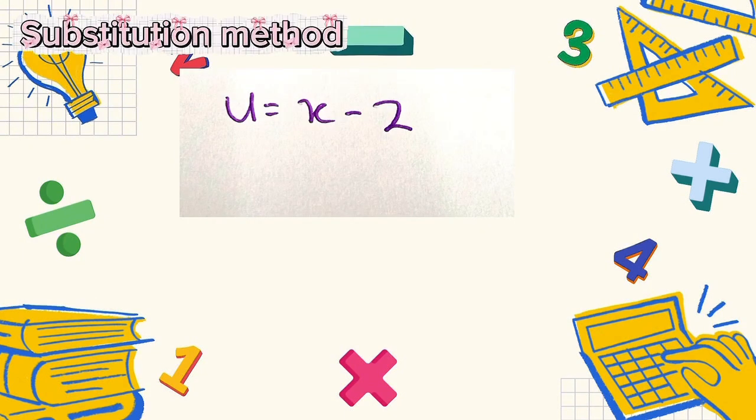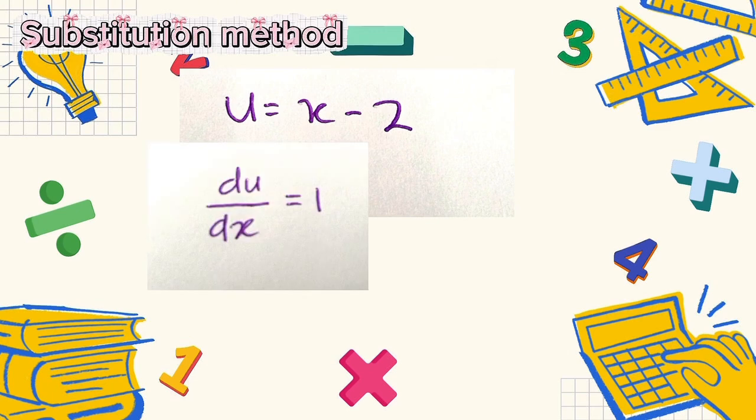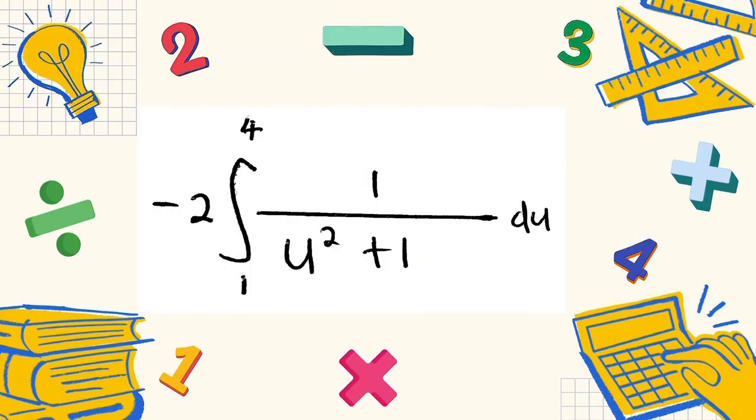Then, I use the u substitution method. I let u equal x minus 2. Since the derivative du over dx equals 1, it means du equals dx. This allows me to rewrite the integral in the standard form: negative 2 times the integral of 1 over u squared plus 1 du.